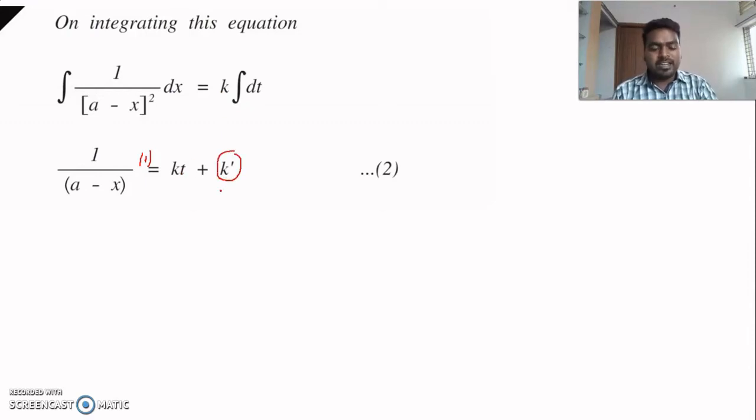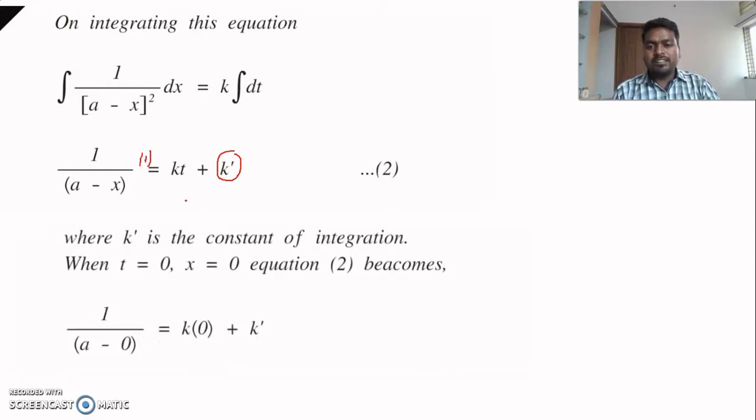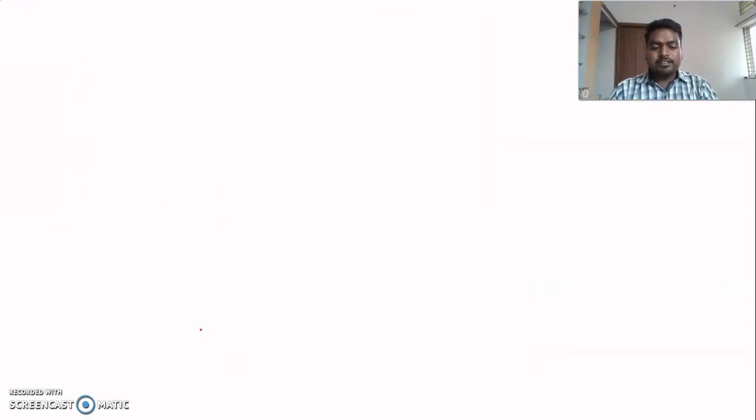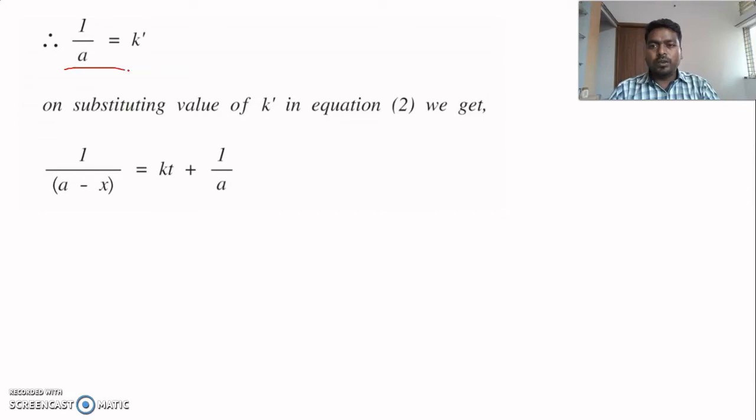Now we have to calculate this integral constant. Let us consider at t is equal to 0, the product is also 0, and substitute the values of t and x in equation 2. At that moment, the x value becomes 0 and t value also becomes 0. Then k dash is equal to 1 by a. Substitute the value of k dash in the above equation. So you will get 1 divided by (a minus x) is equal to kt plus 1 divided by a.